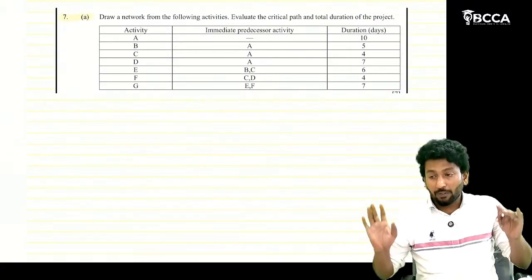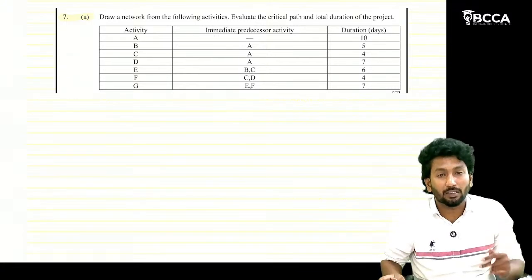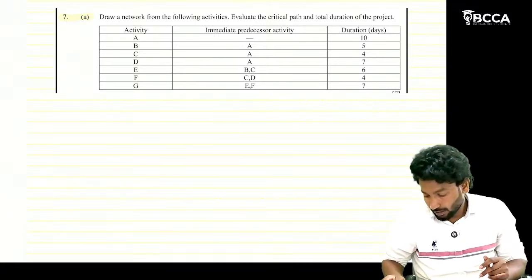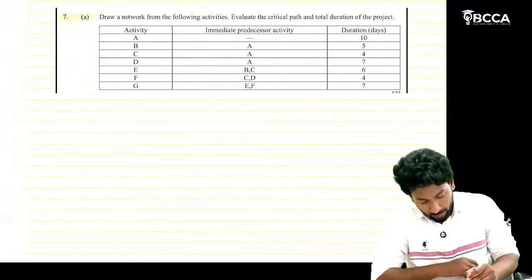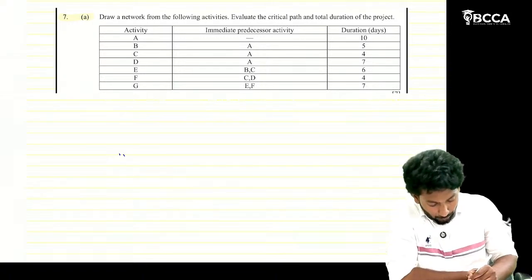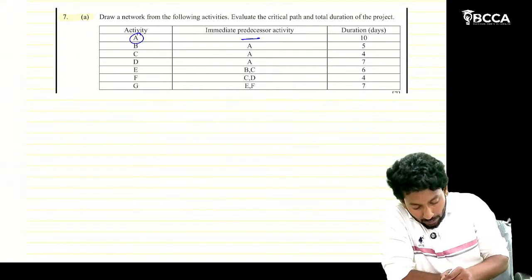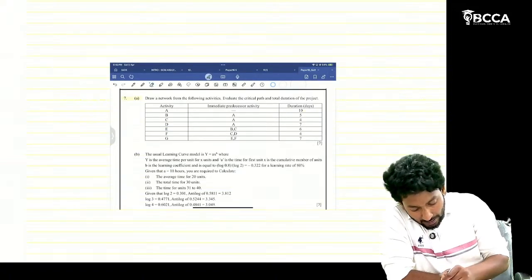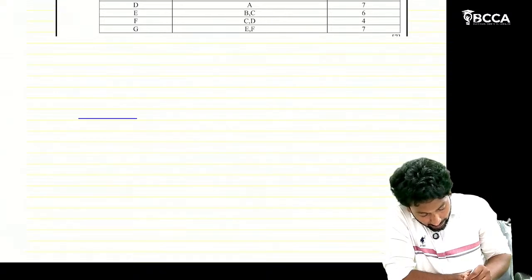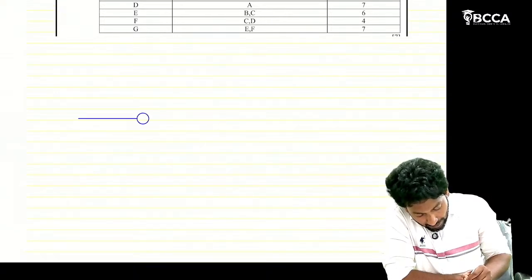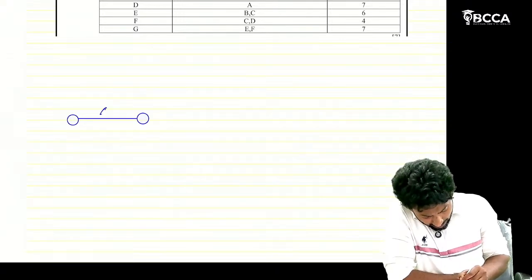First of all, remember the given A, B, C, D, F, G are activities, not events. For activity A, there is no preceding activity. That means A is the starting activity. Take an activity A like this. This straight line represents activity A. On this line, draw A.